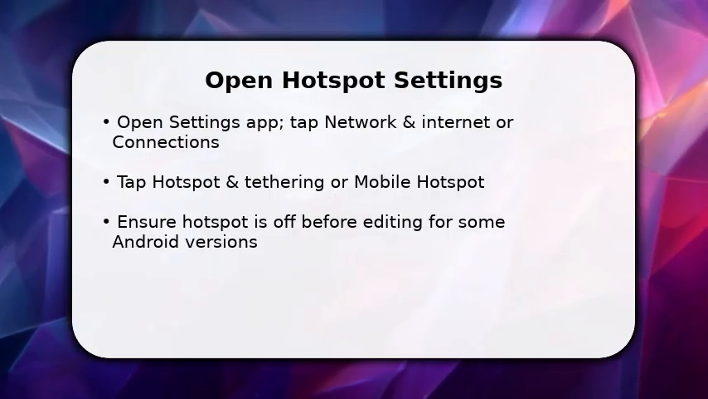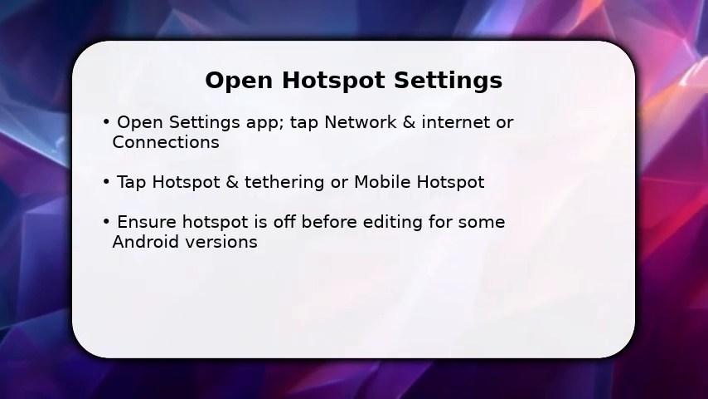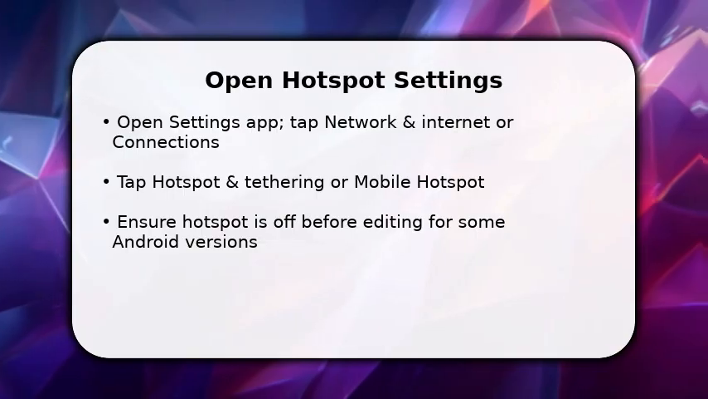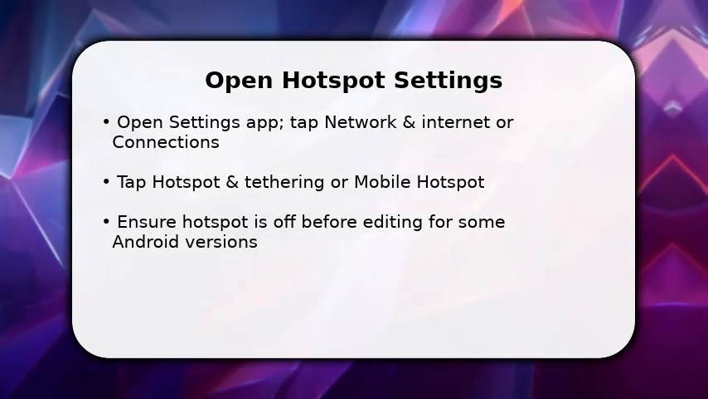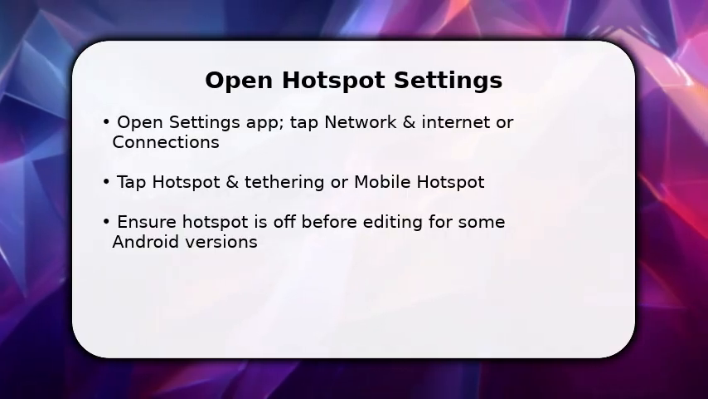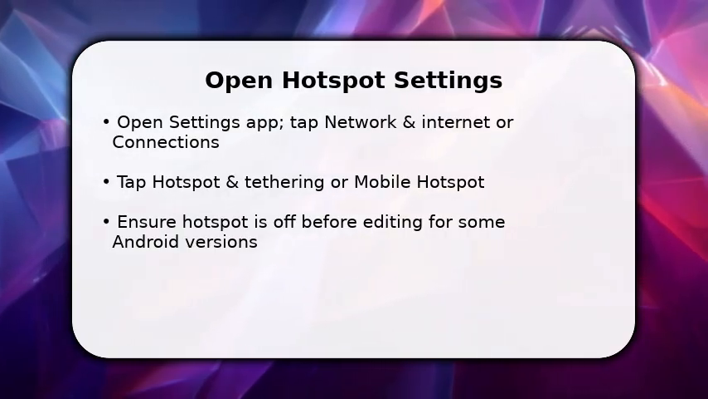You start in Settings, not the Quick panel. Open Network and Internet or Connections and tap Hotspot and Tethering. Once there, choose Mobile Hotspot to show your current SSID and password. If your device requires it, turn the hotspot off first so fields become editable.